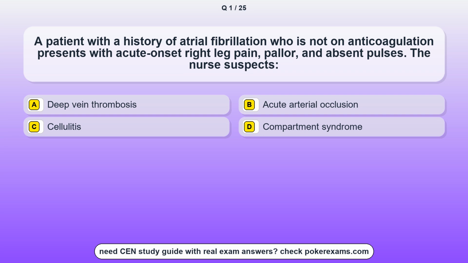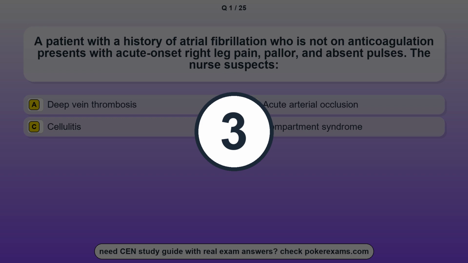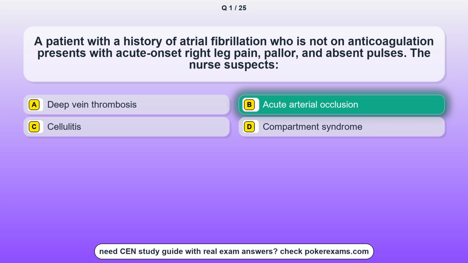Question 1. A patient with a history of atrial fibrillation who is not on anticoagulation presents with acute onset right leg pain, pallor, and absent pulses. The nurse suspects Option A, deep vein thrombosis. Option B, acute arterial occlusion. Option C, cellulitis. Option D, compartment syndrome. The correct answer is option B, acute arterial occlusion.